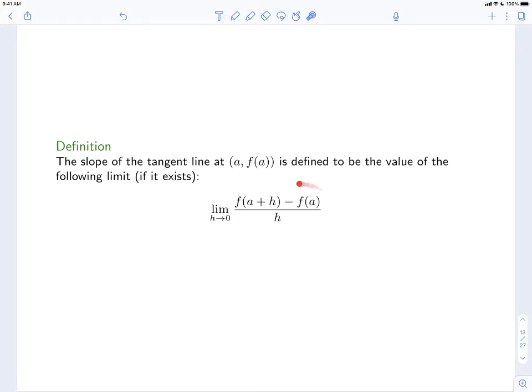Since the slope of the secant line gets closer and closer to the slope of the tangent line, we just imagine that the slope of the tangent line is the limiting value. It's the thing that it's getting closer and closer to. This is actually how we define the slope of the tangent line, and in essence, that's how we're defining the tangent line. We're defining the tangent line to be the line that passes through this point, a comma f at a, with the slope given by this limit. And there is a tangent line provided this limit exists. It might be that it doesn't exist, in which case there won't be a tangent line.